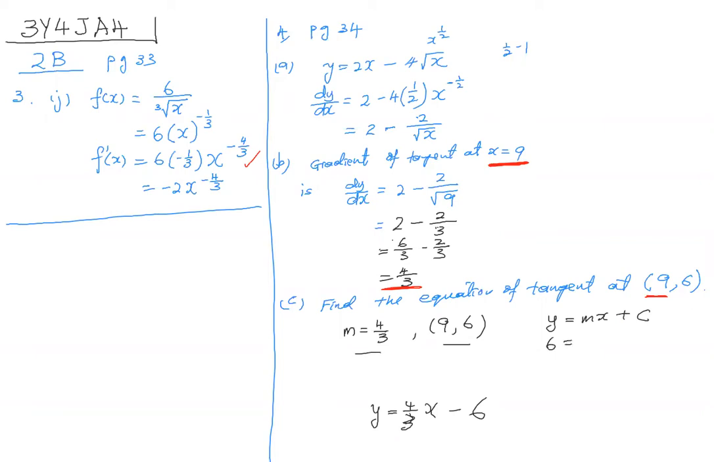6 equals 4/3 times 9 plus c. Good. Okay, so you cancel off, you simplify. c equal to -6. So you got this. So now you got 6, sorry, 6 minus 12, correct? Equal to c. So your c is -6. Then you got this answer.